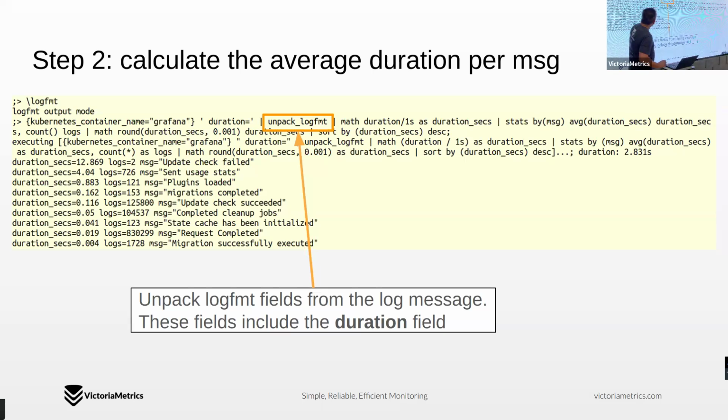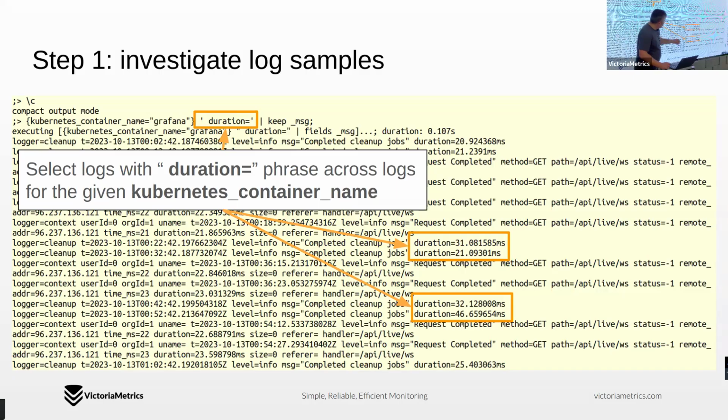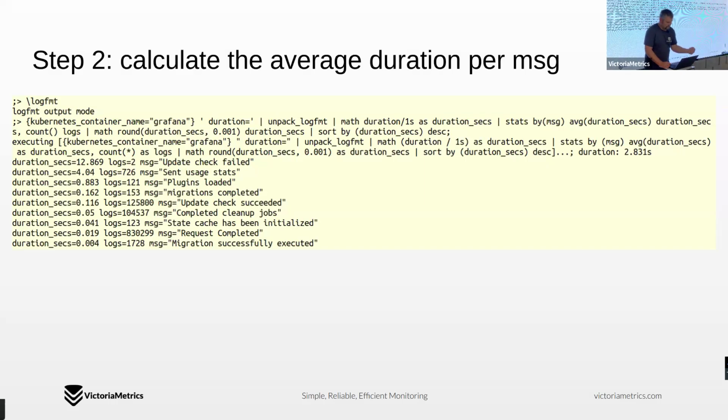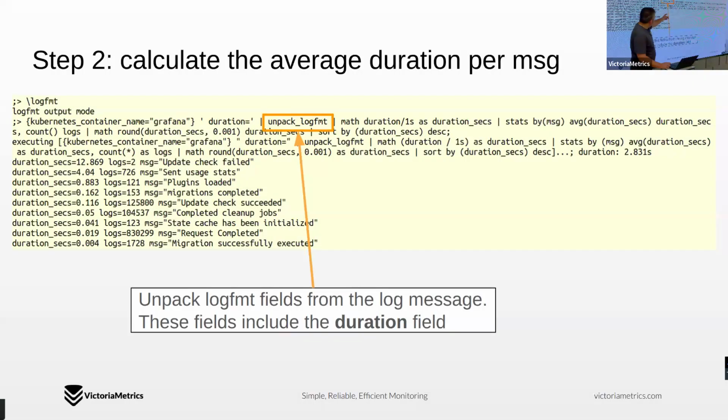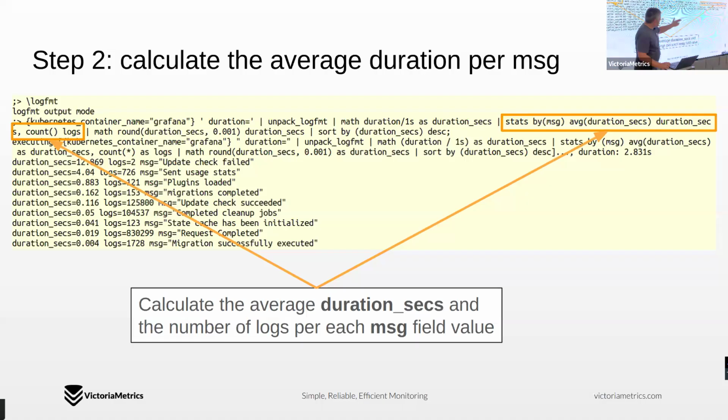So what does this query do? It performs this unpack_logfmt command because we noticed that these Grafana logs in reality contain logfmt messages, and we can unpack log fields from them and then perform some math calculations on the duration field. You can divide this duration by 1 second in order to get duration in seconds. Then perform some stats calculations, which calculate the average duration in seconds per each message field, which is also extracted from these logfmt formatted messages. And you can see results here.